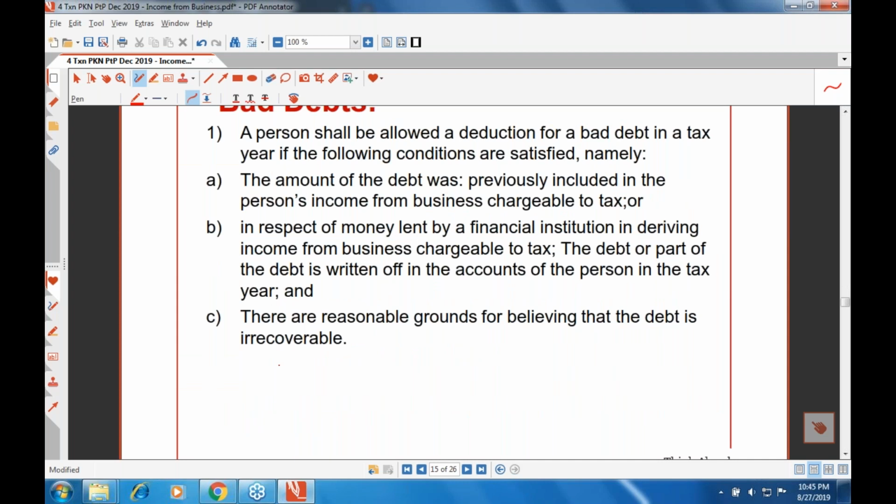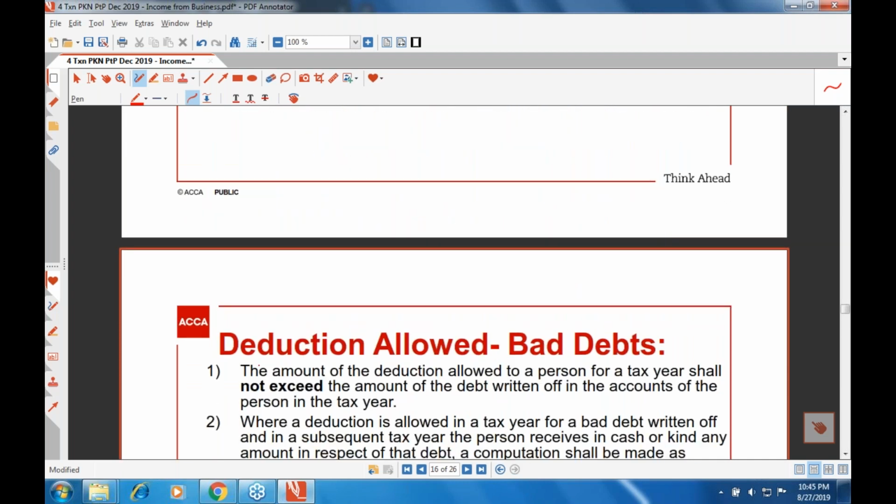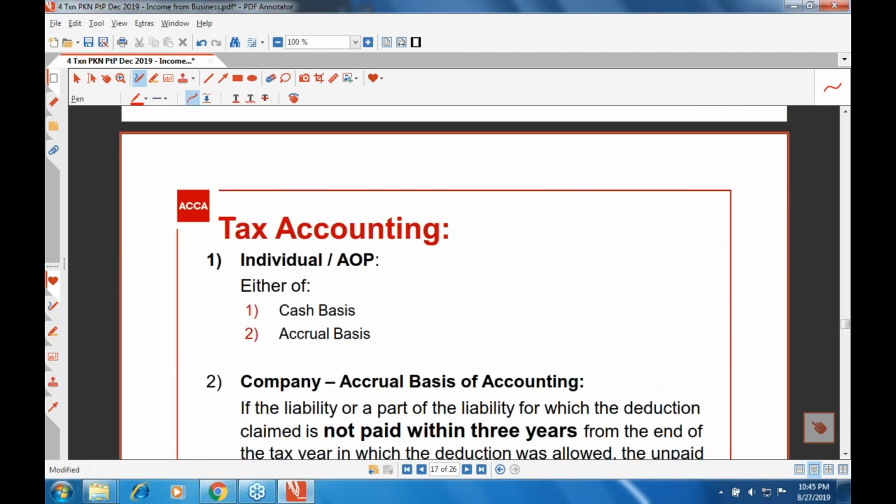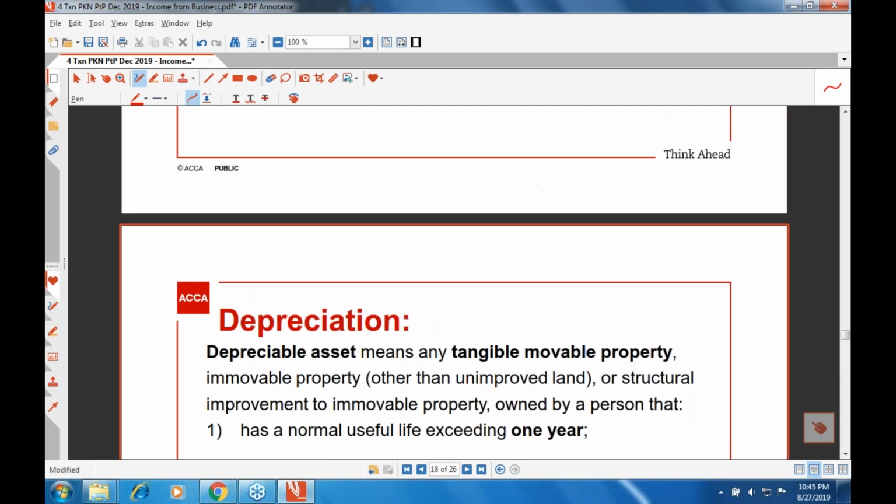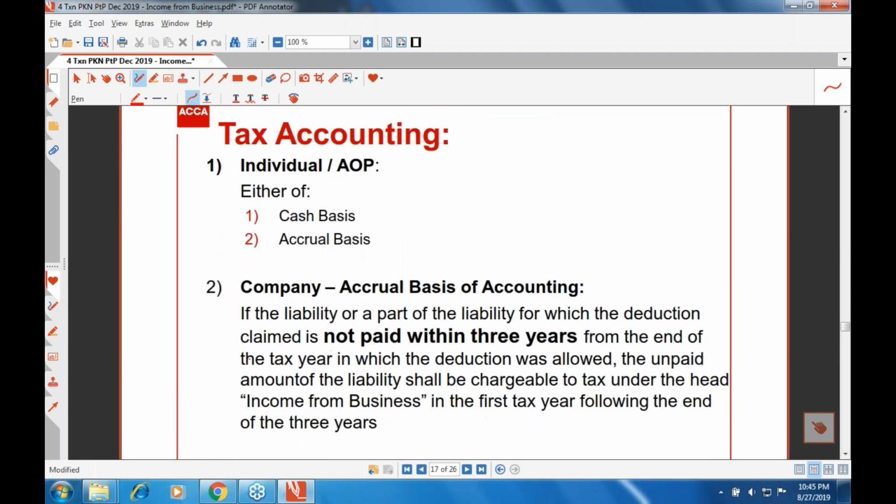Bad debt, I'm skipping it for tomorrow because the bad debt needs to be explained. I'm going to explain this tax accounting concept. What exactly is tax accounting? You see, you have got a choice. If you are an individual or an AOP, you have got a choice. You can either opt for your taxable income to be computed on a cash basis or accrual basis.